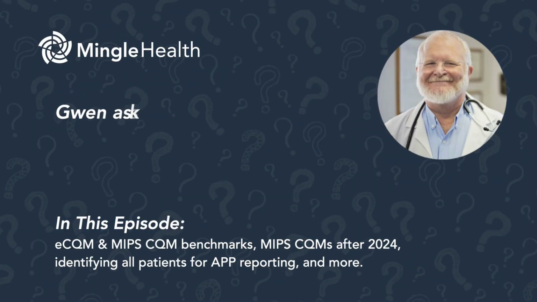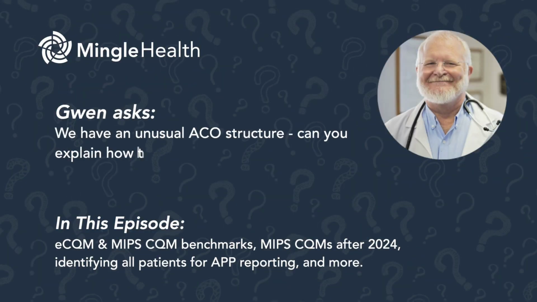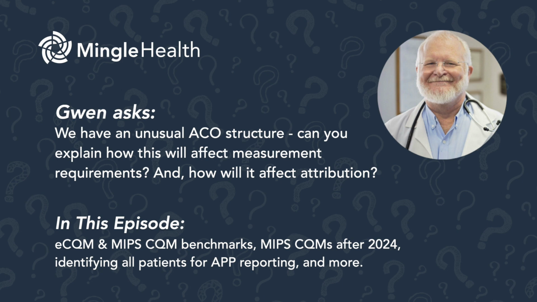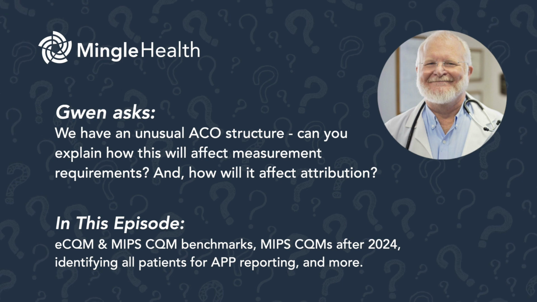Gwen's first question is, we have an unusual ACO structure in which we set up new regional practices with new TINs in which we are enrolling participating providers. All ACO patients and only ACO patients will be seen in or by these TIN/NPIs. So 2 questions. How will this structure affect measurement requirements, and how will it affect attribution?